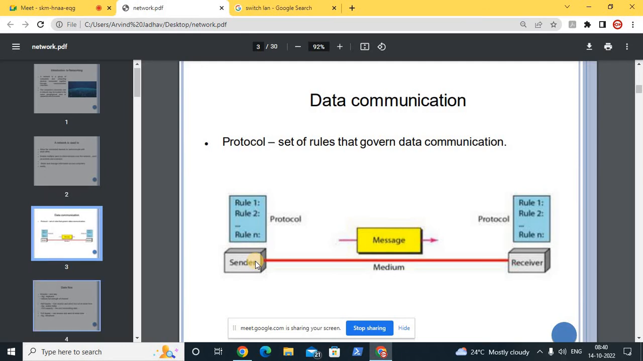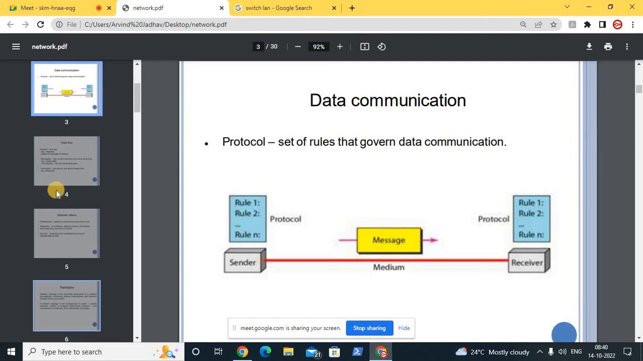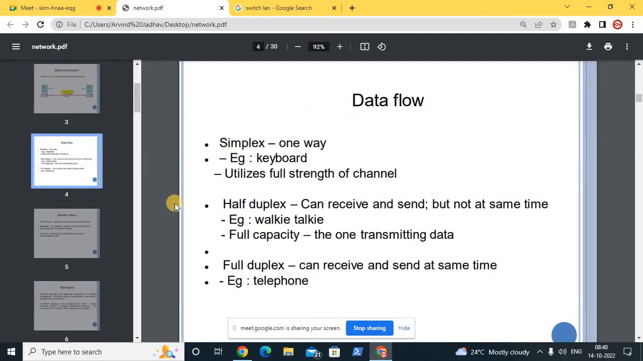Later on, we'll discuss data flow. This is the most important point in networking. Students must understand this concept. What is data flow?